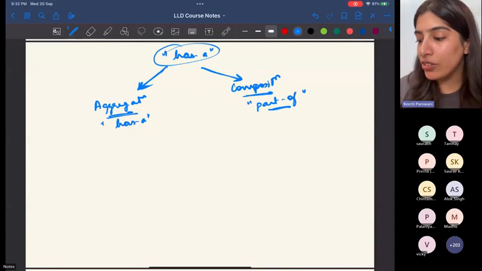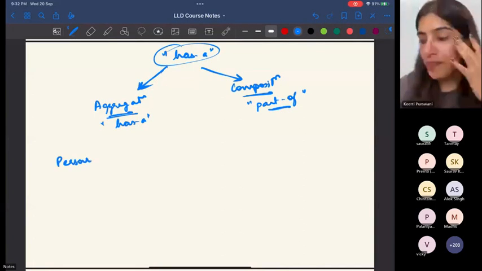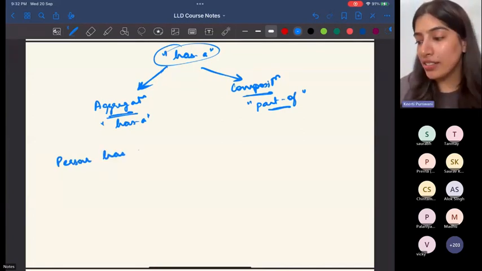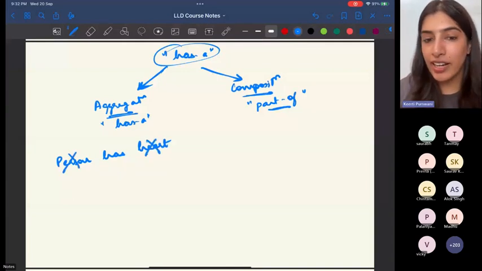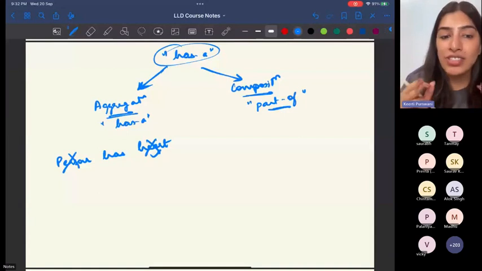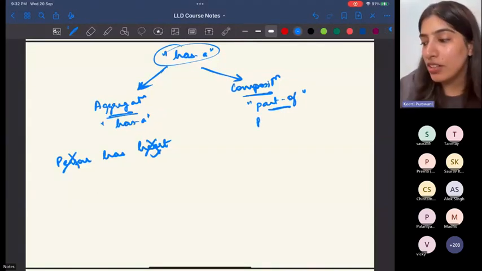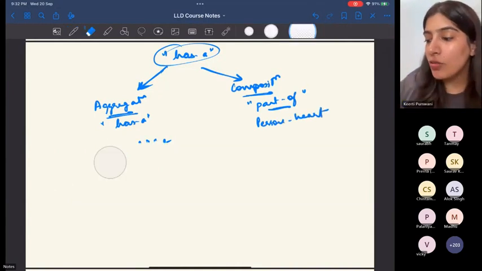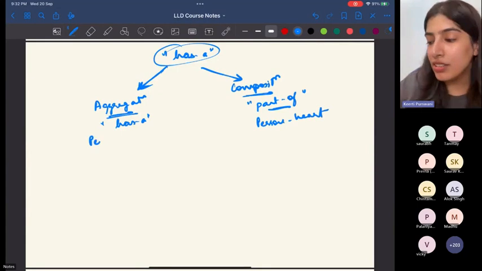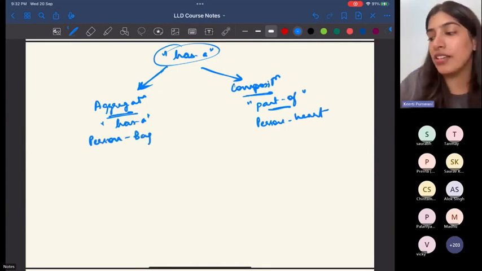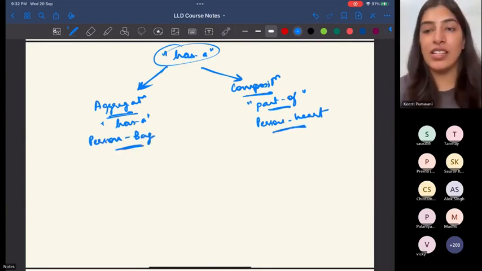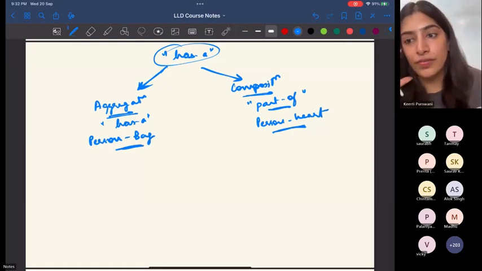Now let me tell you the difference between them. The simple example that we took: a person has a heart, right? As soon as the person dies, the heart will die, right? The heart's entire life cycle is dependent on the person. So that becomes composition. So the person-heart relationship is composition, versus the person-bag relationship is aggregation. Does it make sense? Yes or no?